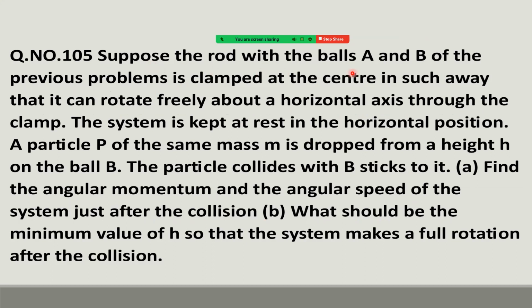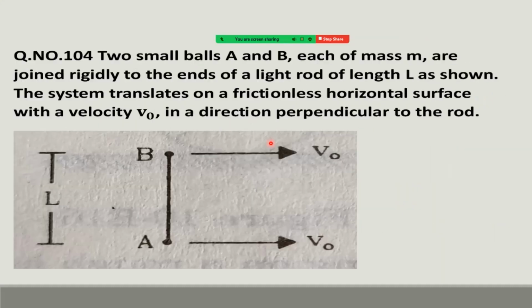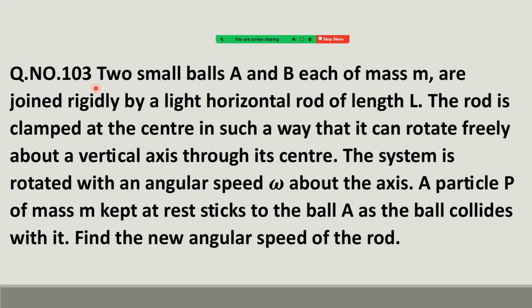Suppose the rod with the balls A and B of the previous problem is clamped at the center in such a way that it can rotate freely about a horizontal axis through the clamp. The system is kept at rest in the horizontal position. You can see previous question means question number 103.